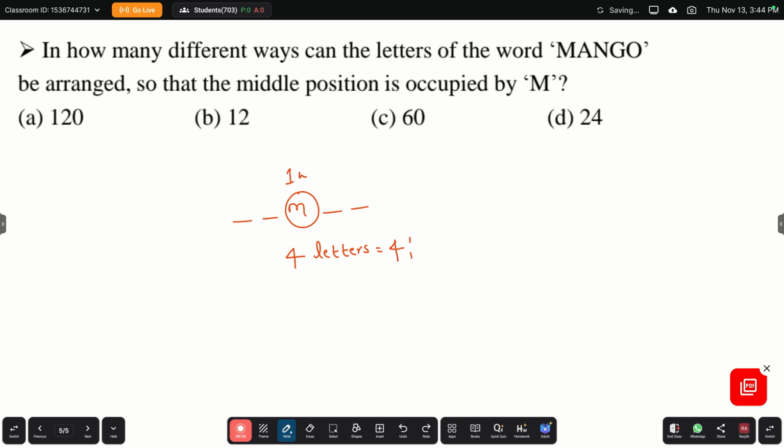M is a single letter. This will be arranged in only one way. Remaining letters are 4. 4 letters are arranged by 4 factorial. So the final answer will be 4 factorial into 1, which equals 4 factorial. So the answer will be equal to 24.